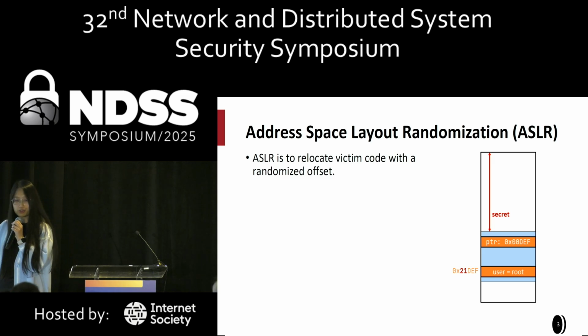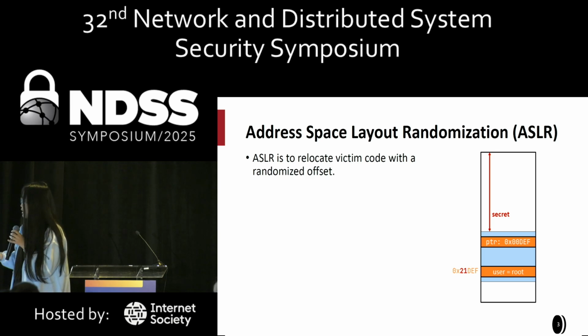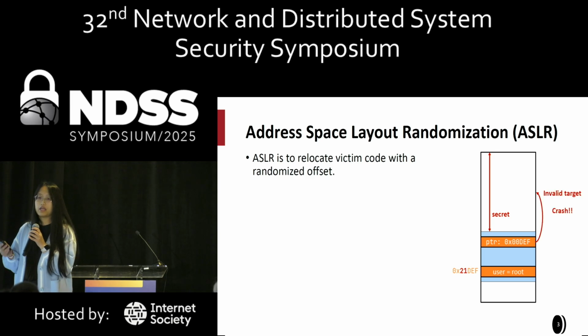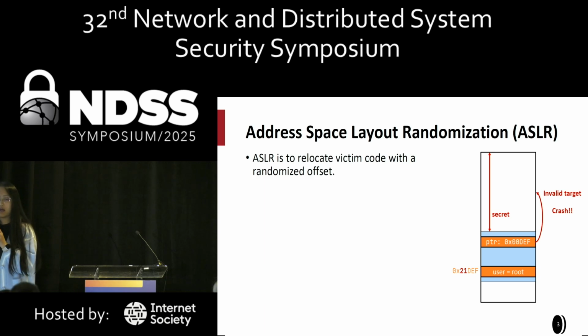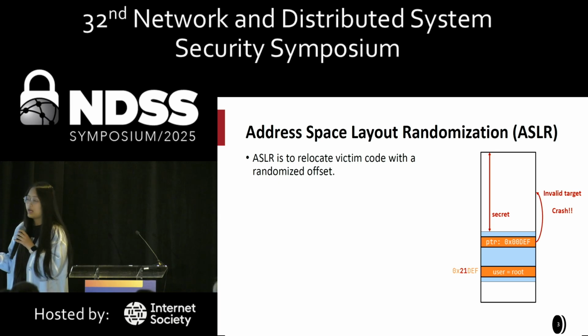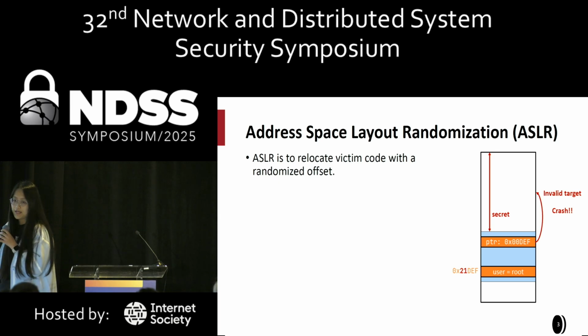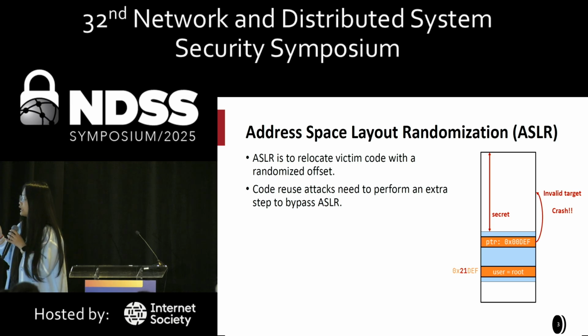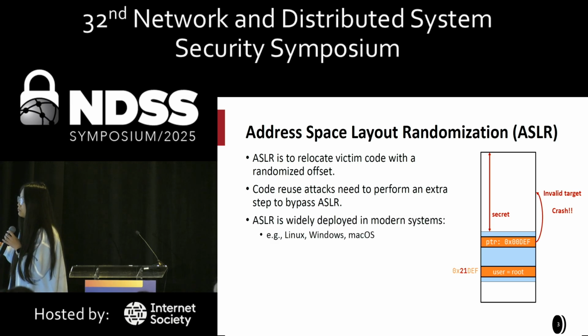If the attacker still performs the same control flow redirection, it will end up jumping to an invalid target and cause a crash. To avoid the crash, the attacker has to perform an extra step to guess the secret, which means that ASR successfully increases a barrier against the code reuse attacks. It is widely deployed in modern systems such as Linux, Windows, and Mac OS.